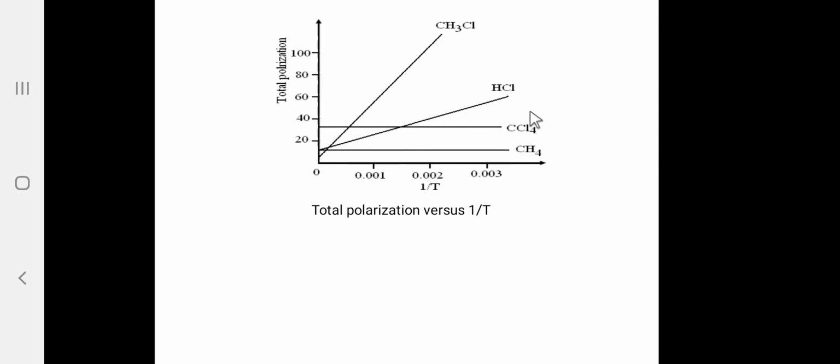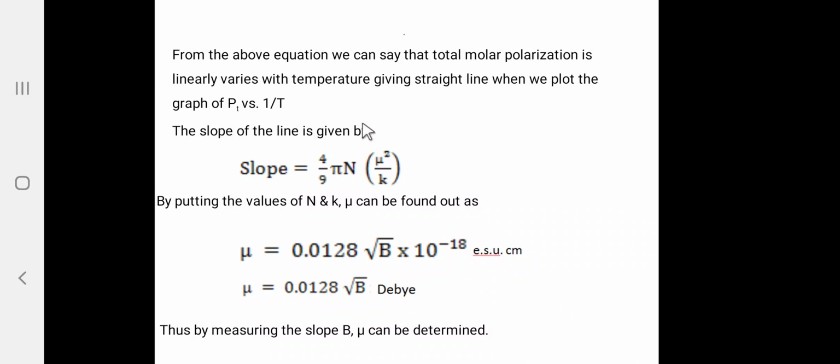But when we consider the polar molecules, that is HCl and methyl chloride, as we change the temperature, as we increase 1 upon T, there is a change in the total polarization. So, these are the graphs for the polar molecule as well as the non-polar molecule, total polarization versus 1 upon T. From the above equation we can say that the total molar polarization varies linearly with the temperature, giving a straight line when we plot the graph Pt versus 1 upon T. Already we have discussed this.